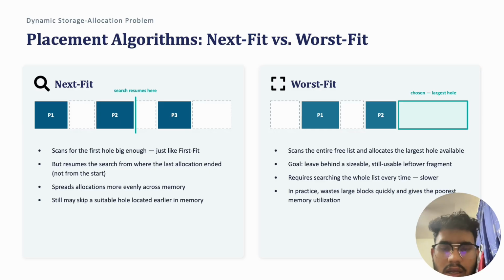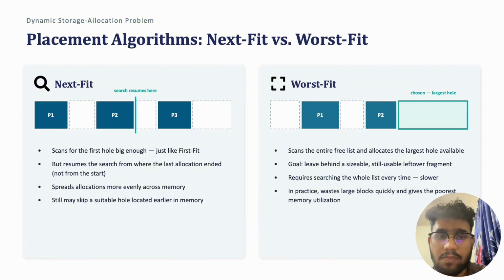It scans for the first hole big enough to fit the job, but instead of always starting the search from the beginning of memory, it starts from where the last allocation left off. So it just keeps moving forward through memory, wrapping around if needed. It's efficient because it doesn't waste time rescanning memory. It just checks, but it can still leave a job waiting, even if suitable holes exist elsewhere.